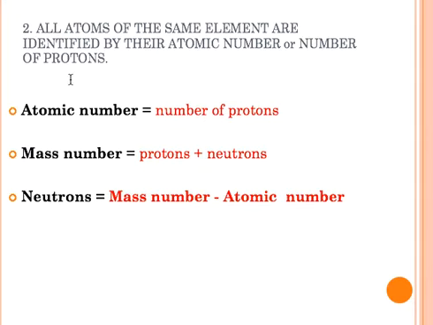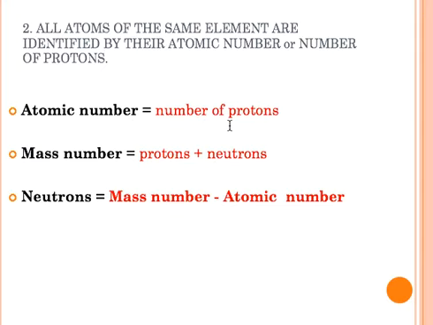So underneath, we've got to define a couple of things. First of all, the term atomic number is the number of protons. It's the ID number of that particular atom. So for example, if you look on your periodic table and you see that carbon has an atomic number of 6, that means that all carbon atoms will have 6 protons. If you have an atom that has 6 protons, it's carbon.